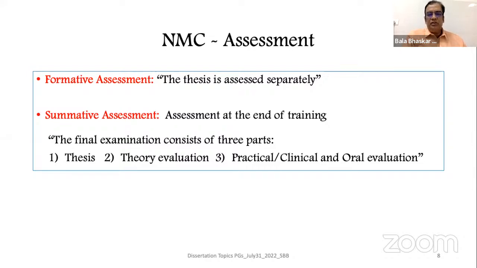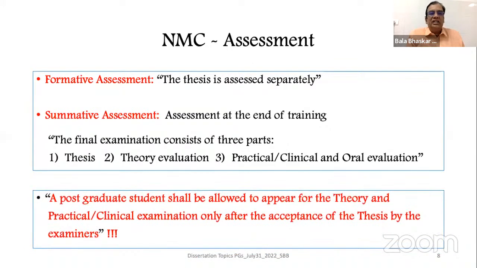All of us, yes, we know about theory evaluation and practical evaluation, but NMC also stresses the importance of thesis as part of evaluation. And I know some of the universities are implementing it, and in some of the medical colleges wherever we go as examiners, it's not taken too seriously, but it is there as part of the NMC mandated requirement. And lastly, just see this sentence: a postgraduate student shall be allowed to appear for the theory and practical or clinical examination only after the acceptance of the thesis by the examiners. So this is the importance that is given by the NMC for the thesis.